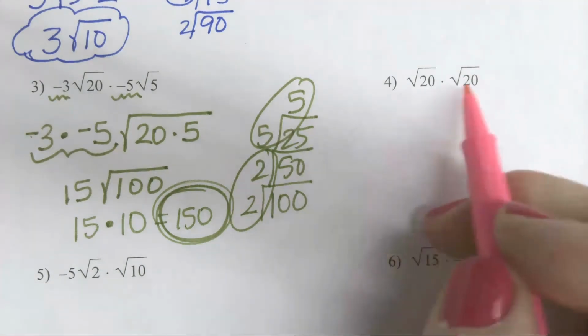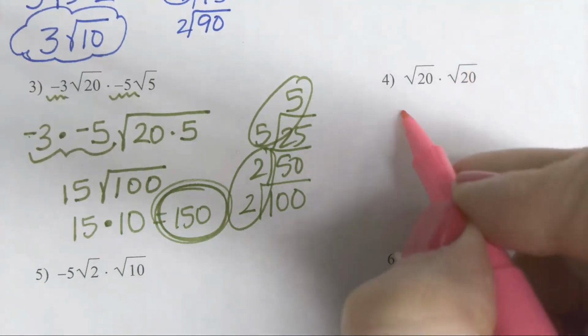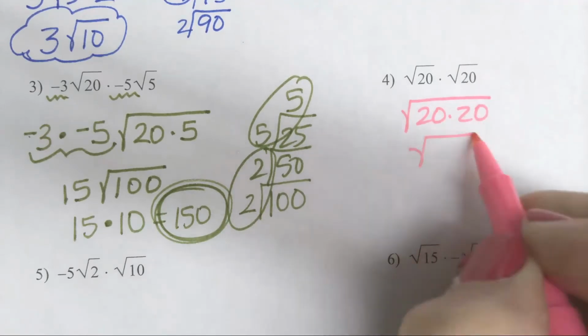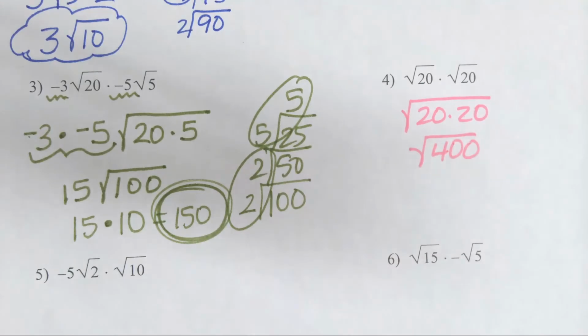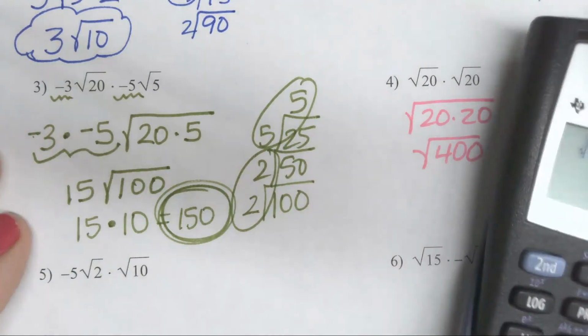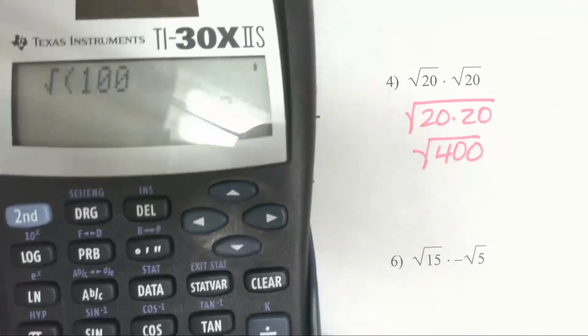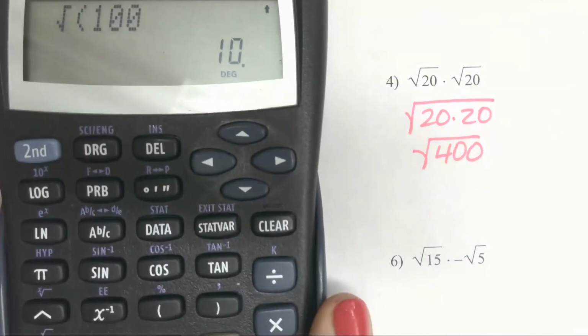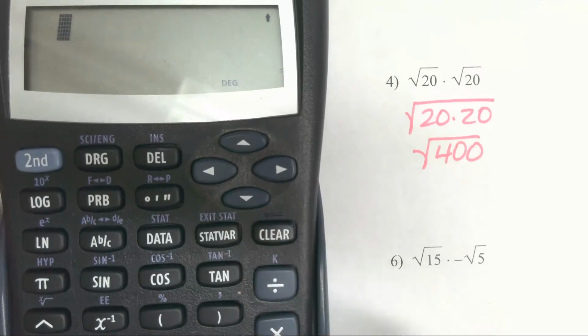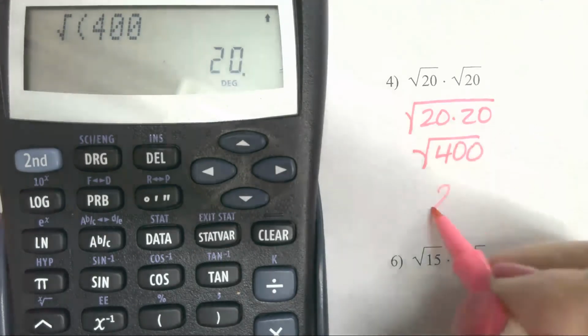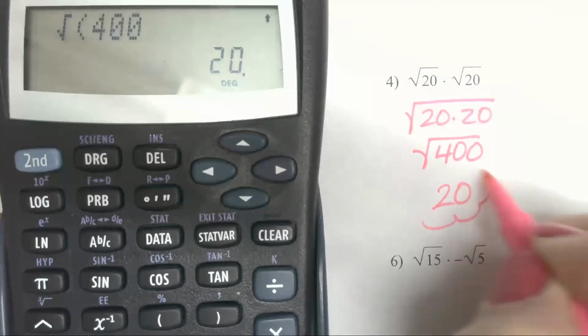Up next, number 4, I do not have any outside numbers, so I'll do 20 times 20, which is the square root of 400. And I'll go ahead and check and see if that's a perfect square. Again, some of you might foresee the answer to this question right away. Some of you might not. Depends on your math skills. Square root of 400 is 20, came out as a perfect square. That becomes my answer.